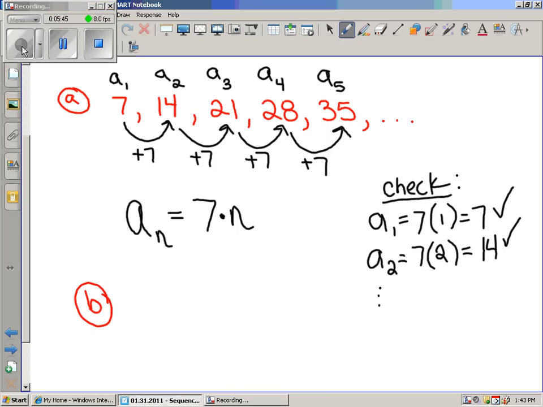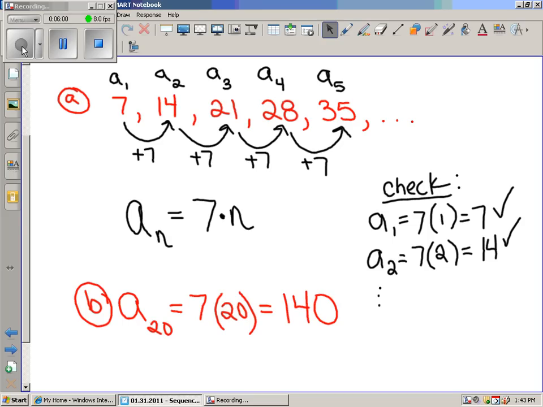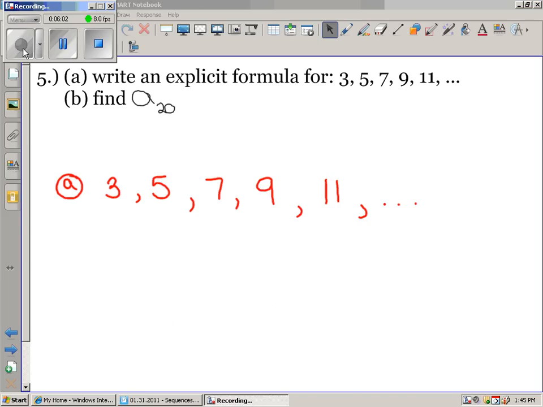Let's do part B. A to the 20th is simply just going to be 7 times 20. And so the 20th term of this sequence is 140. Hold on one sec.